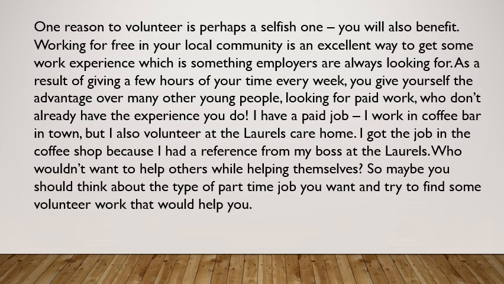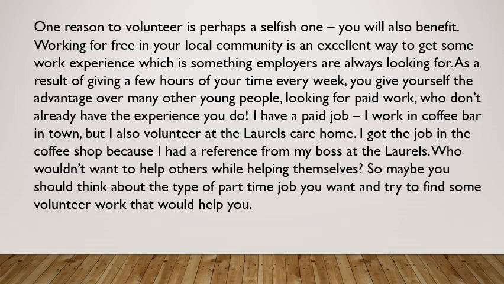As a result of giving a few hours of your time every week, you give yourself the advantage over many other young people looking for paid work who don't already have the experience you do. I have a paid job. I work in a coffee bar in town, but I also volunteer at the Laurels care home. I got the job in the coffee shop because I had a reference from my boss at the Laurels. Who wouldn't want to help others while helping themselves?